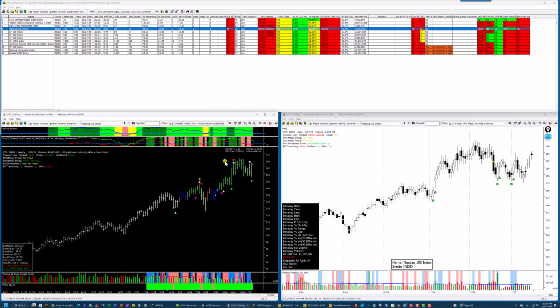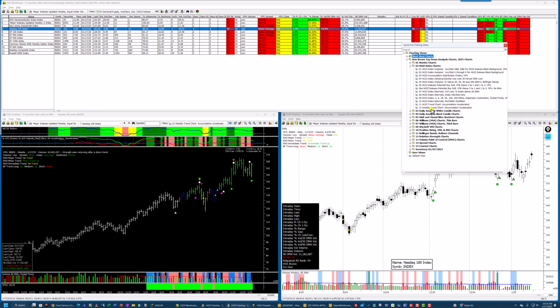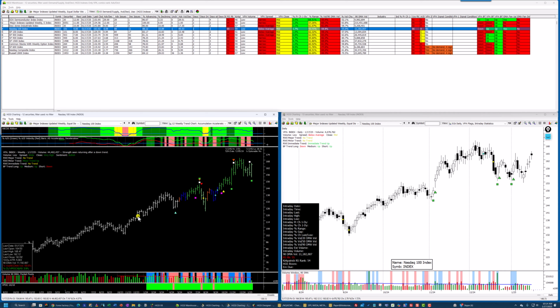Here's a weekly chart that I put in. It's chart number 12, but it's not under most used charts. It's down here under the HGSI index charts, the weekly trend chart, accumulation acceleration. Notice that this is 3 years' worth of data, and it's all white up to this point. And then on 5/10/24, the week of, it starts generating colors for the VPA trends and also the VPA signals.